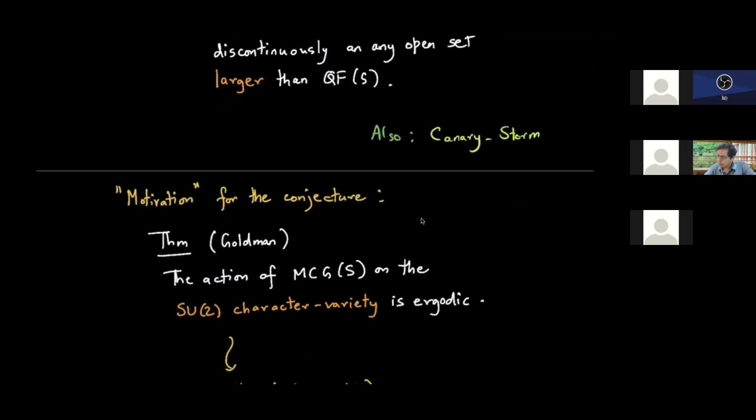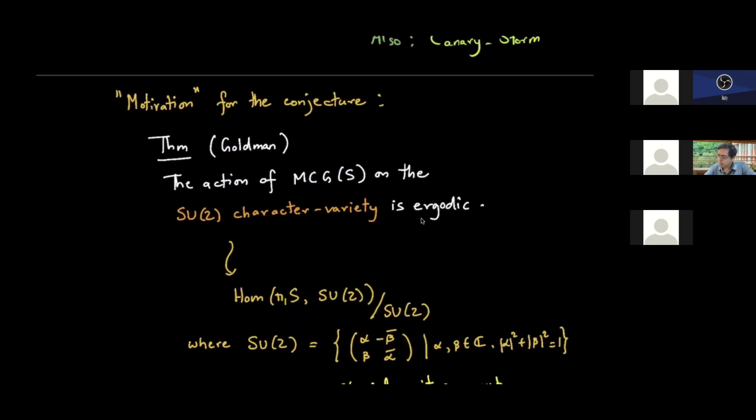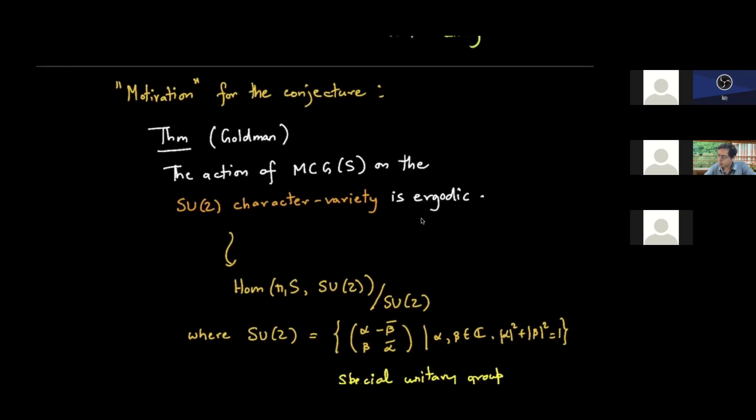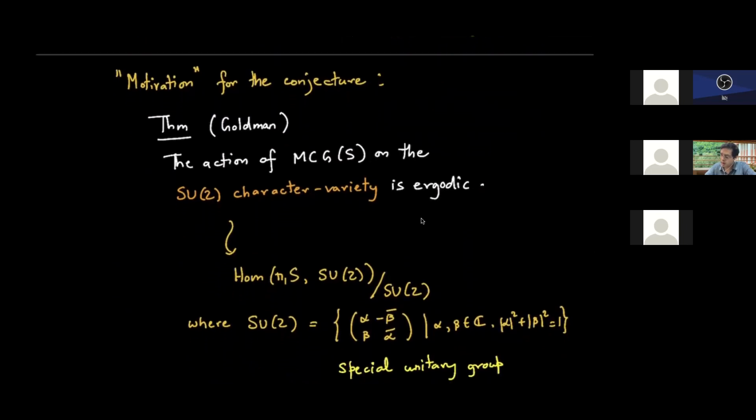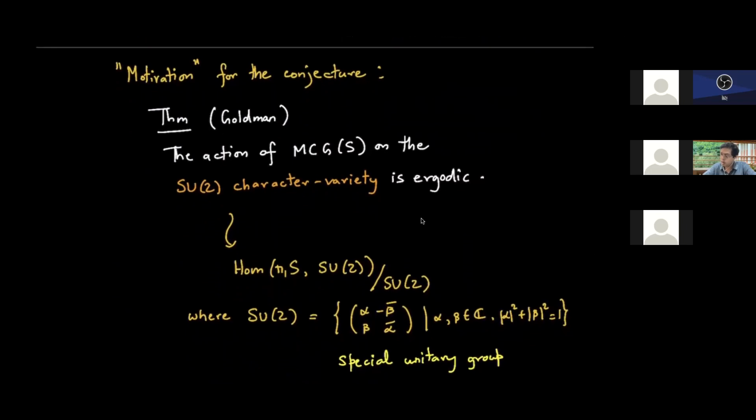But why did Goldman conjecture this in the first place? Well, he had shown that the action of the mapping class group on a different character variety, the SU2 character variety, is ergodic. The SU2 character variety is what I've described here: representations to SU2 up to conjugation. This time you don't need all these GIT quotients. It's a real algebraic variety also. And SU2 is the special unitary group that I've mentioned here. It's a compact Lie group.